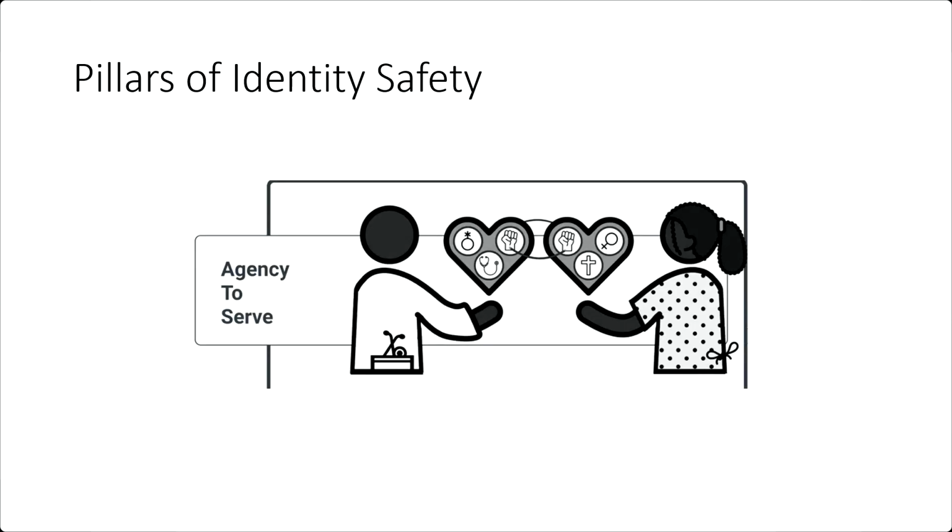And so I'm going to break this down. We have three main pillars of identity safety. The first pillar is what we call agency to serve. Agency to serve refers to times, and every learner gave examples of this, where people productively leverage their identities to help patients. All of our learners give these very beautiful analogies and stories.